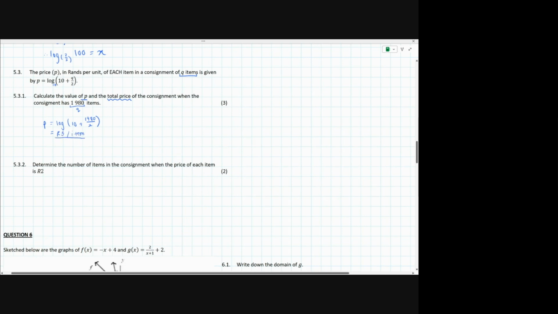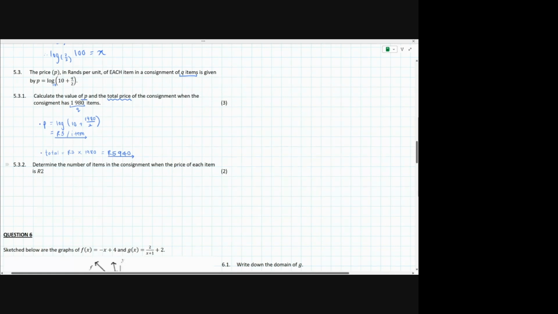They asked us to calculate P, and then they asked us to calculate the total price. Now think about it. Your total price is if you spend 3 rand per item and there's 1,980 items, we just work out the total cost there. So it'd be 3 rand times all of the items that I'm buying, which gives me a total of 5,940 rand. All right, so like I said, this question, whilst different, is nothing more than substitution. Literally nothing more than substituting in some values.